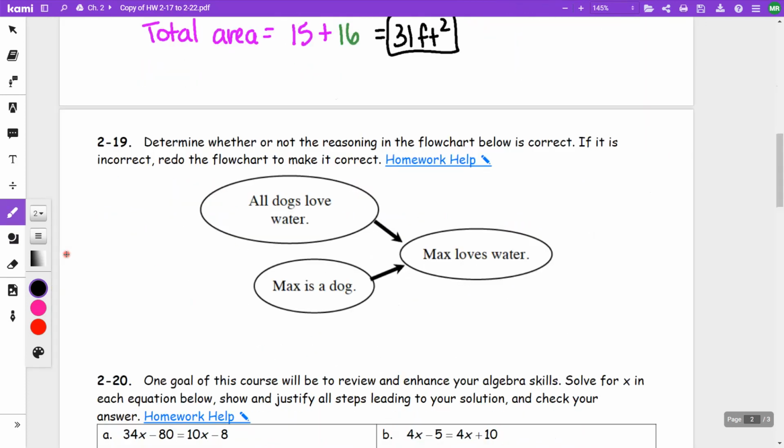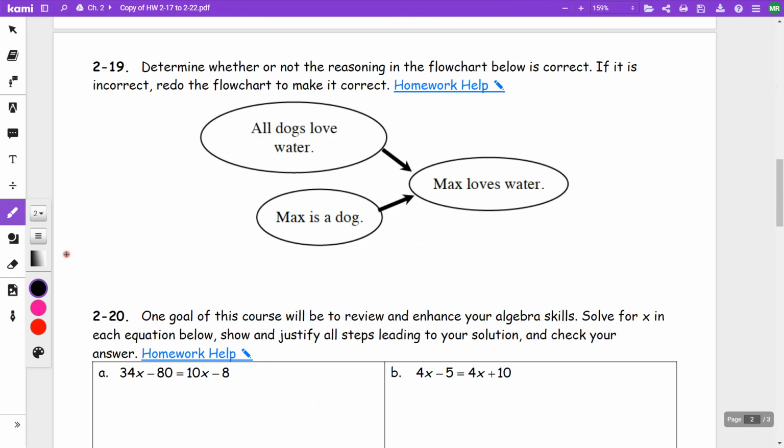Okay, on 2-19, determine whether or not the reasoning in the flowchart proof is correct. If it is incorrect, redo the flow chart. So remember, these arrows are showing the flow, that this implies this. This implies this. If not, we have to redo this.